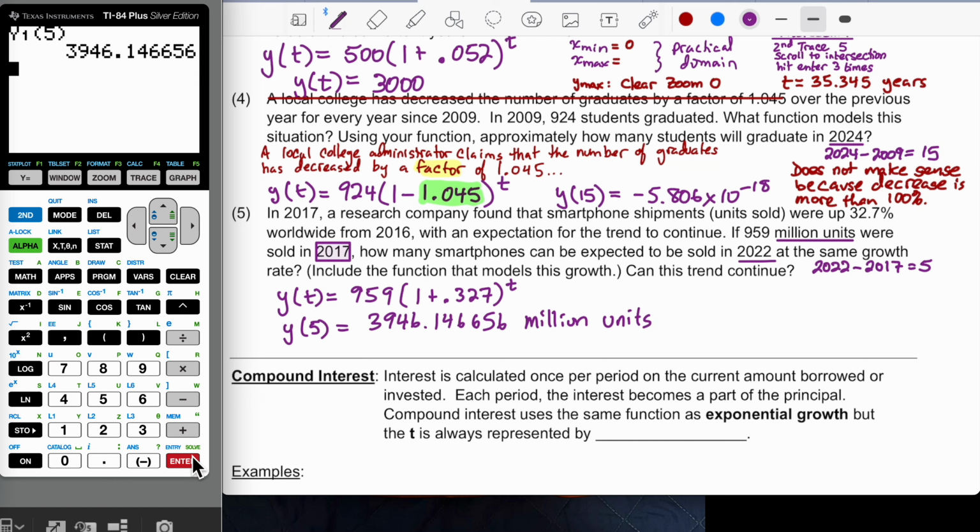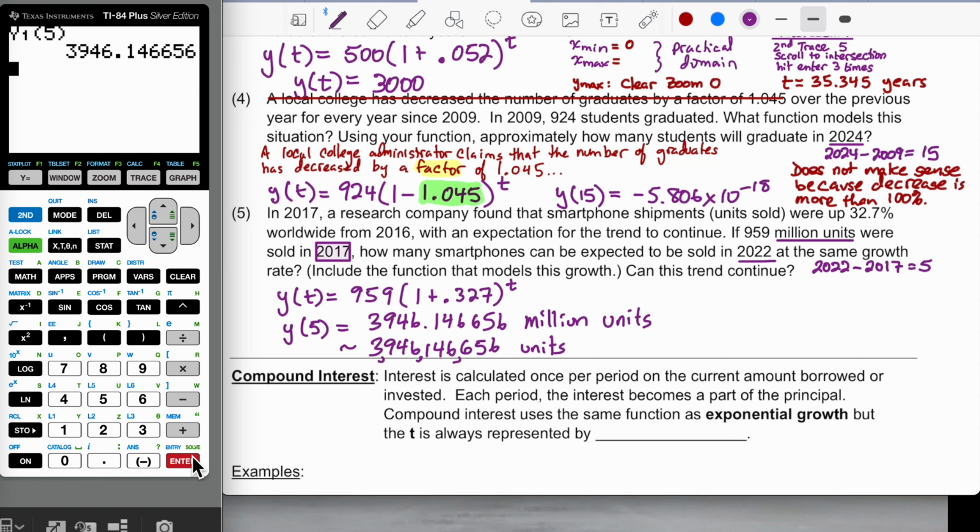All right, let me show you the difference between a rounded answer and an unrounded answer. All right, so if I leave it like this, that would be the equivalent to moving the decimal place over 6 times. So 3946146656 units. All right. So that's 3,946,146,656.